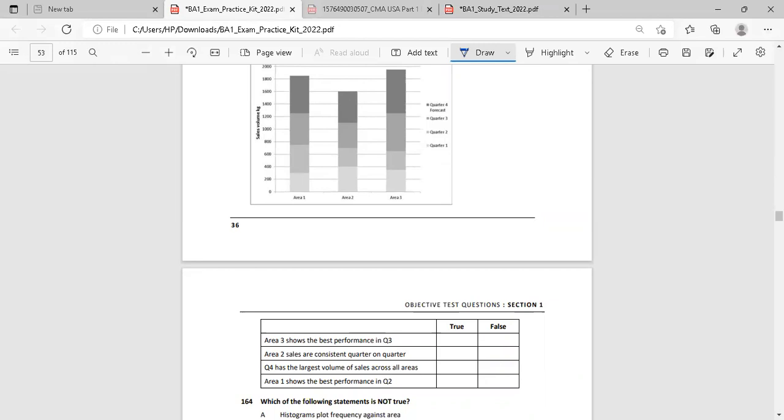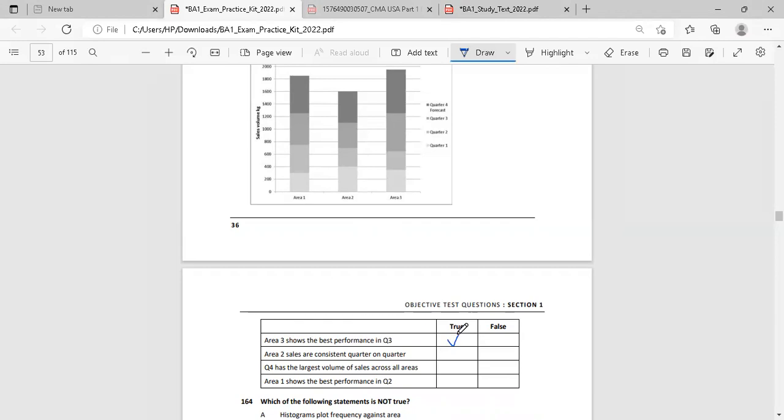So for each of the statements, which one is true or false. Let's take up the first one. Area 3 shows the best performance in Q3. That is true. Area 3, Q3. So Q3 is a little lengthier than the other two, yeah. So this can go as true.